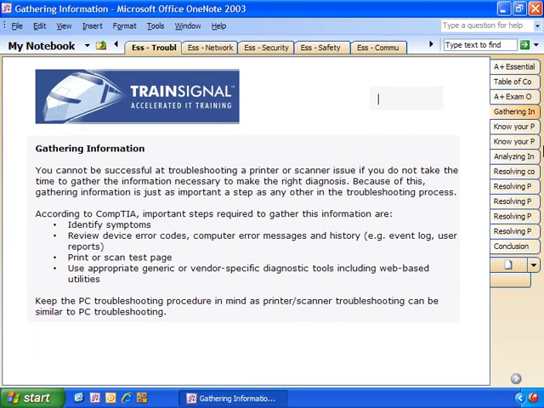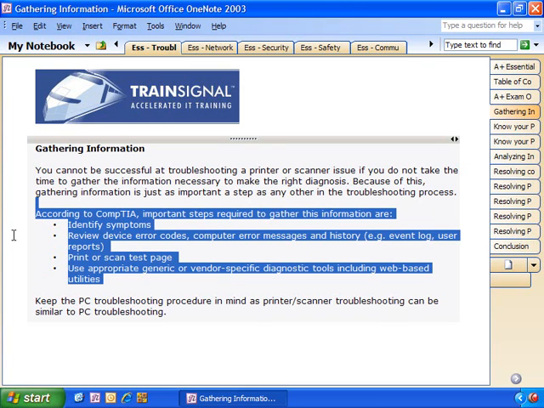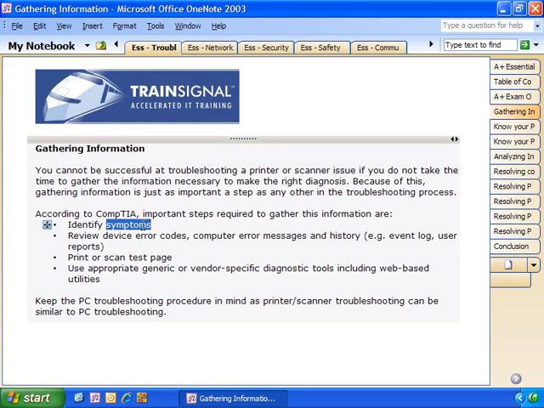So the first step in this process is gathering information. You cannot be successful at troubleshooting a printer or scanner issue if you don't take the time to gather the information necessary to make the right diagnosis. Because of this, gathering information is just as important a step as any other step in the troubleshooting process. According to CompTIA, important steps required to gather information are: first off, identify the symptoms.